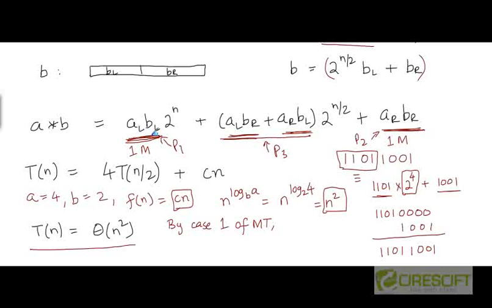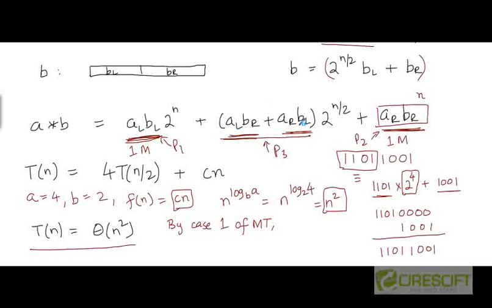What about the time for adding these three numbers? What would be the length of AR times BR? The length of AR times BR would be approximately n. If these are n by 2 bit integers, their product could have a length of approximately n.